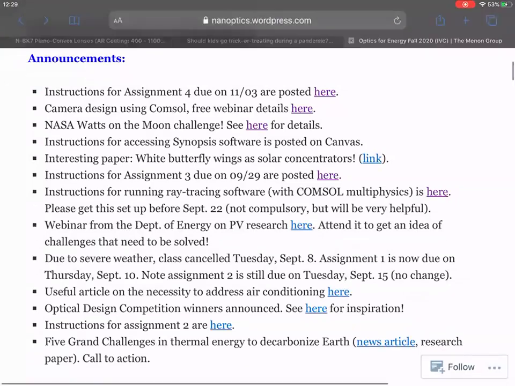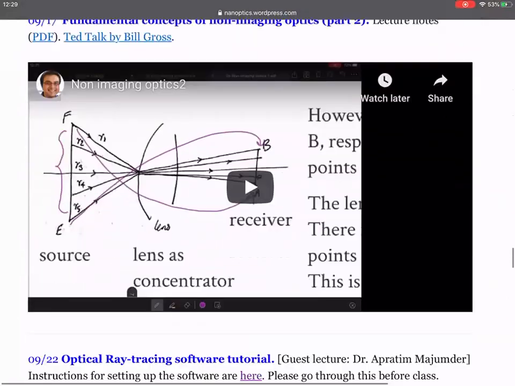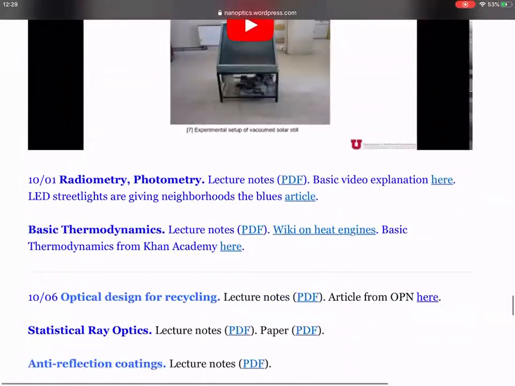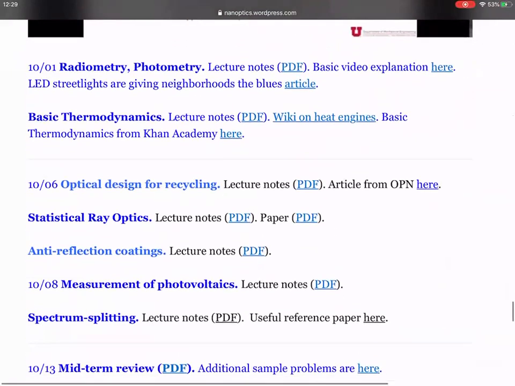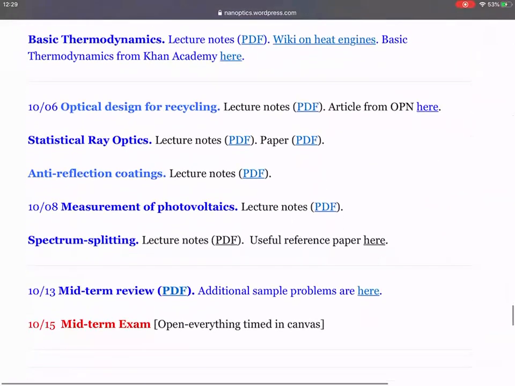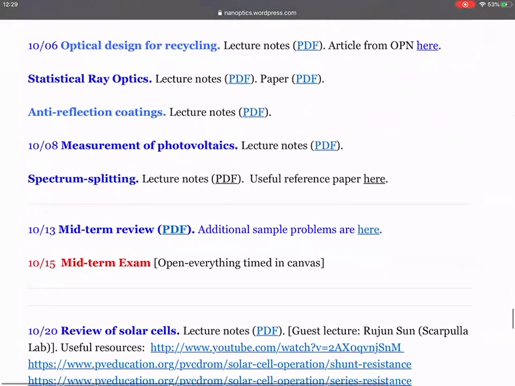Okay, so let's come to our schedule. Today I just want to give a quick picture of where we are in the class. Today we're going to talk about radiometry, photometry, as well as some basic thermodynamics. Next week we'll talk a little more about some other applications, including recycling, anti-reflection coatings, and so on, as well as measurement of photovoltaics. So quite a bit of material in the next 3 lectures. And then after that, we have the midterm.